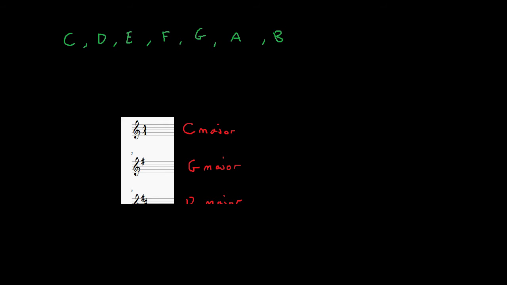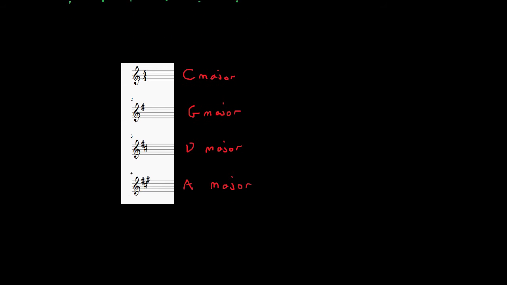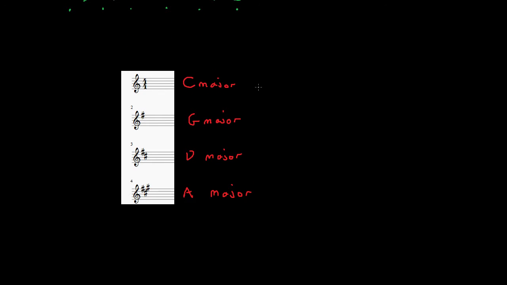So if we want to find out what the relative minor of C major is, we just have to count. We go 1, 2, 3, 4, 5, and 6, and the sixth note is A, and therefore the relative minor of C major is A minor. Oops, left at the end. So the relative minor of C major is A minor, and we can do that with any of them.